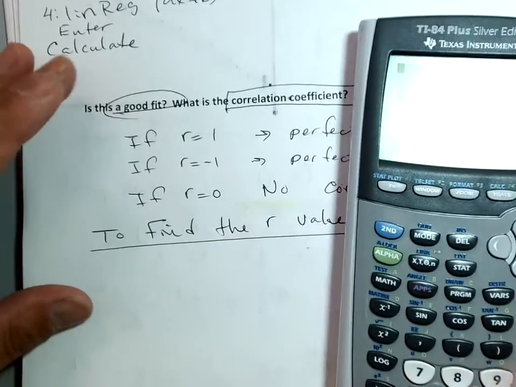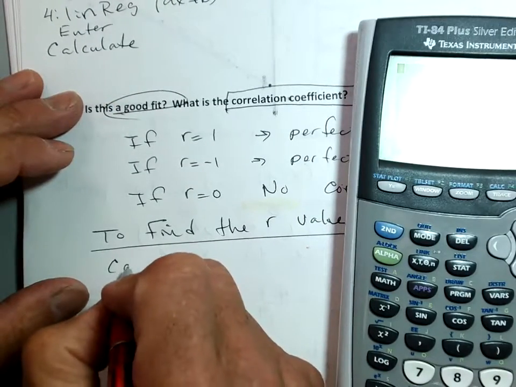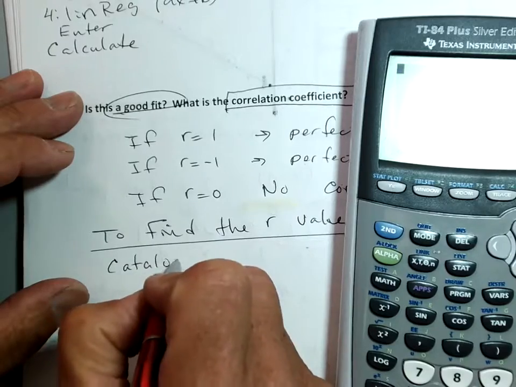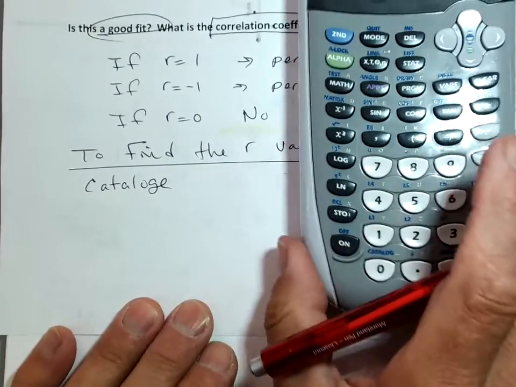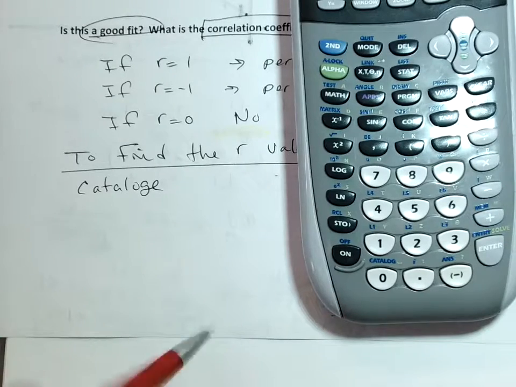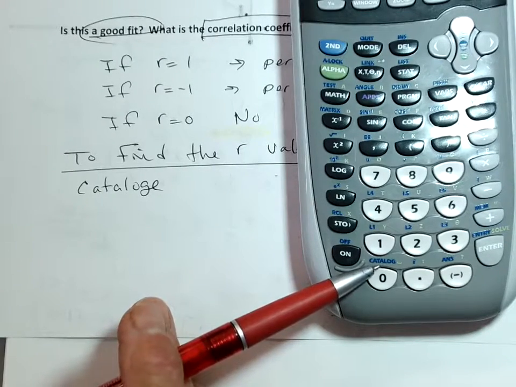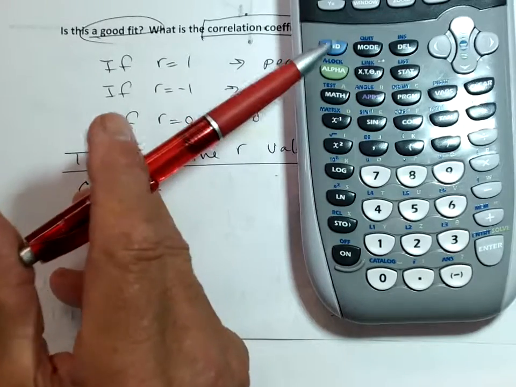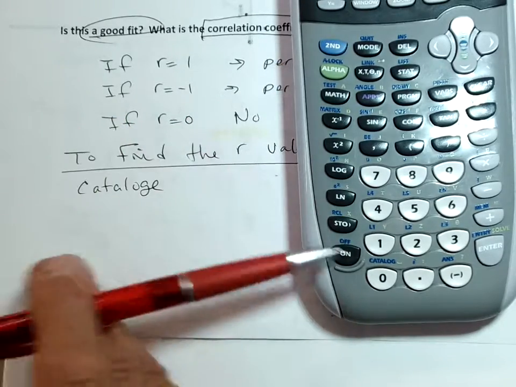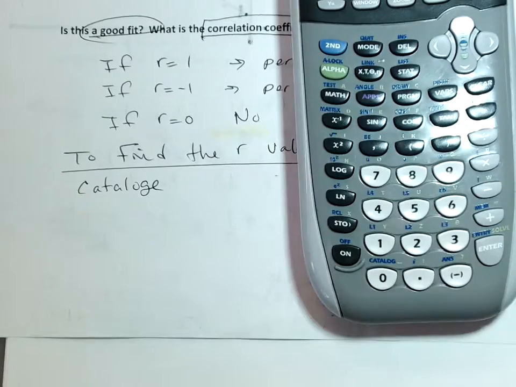We're going to go into a thing called our catalog. Okay, where's the catalog? Well, it's way down by the 0, okay? Now, I don't want to go too fast, but the catalog's here in blue. It's a blue button, right? If it's a blue button, I got to push my blue button. So push my blue button, and then I push catalog, okay?